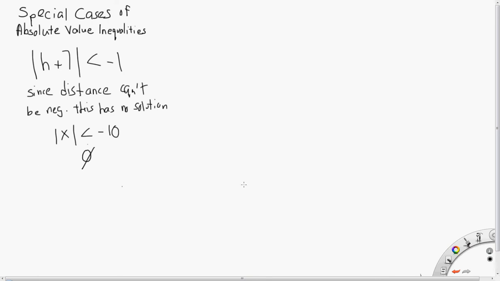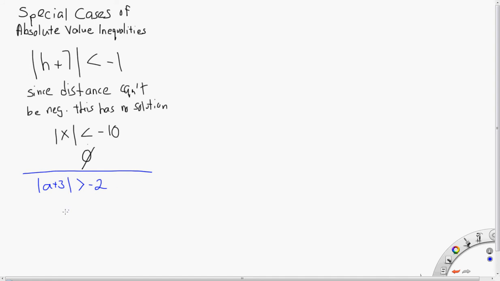Now, let's change it a little. What if I had the absolute value of a plus 3 is greater than negative 2? So you've got this negative here that kind of throws up some warning signs. But since it's greater than, what I'm saying is, how many absolute values are greater than negative 2? In fact, all of them are. How many distances are greater than negative 2?